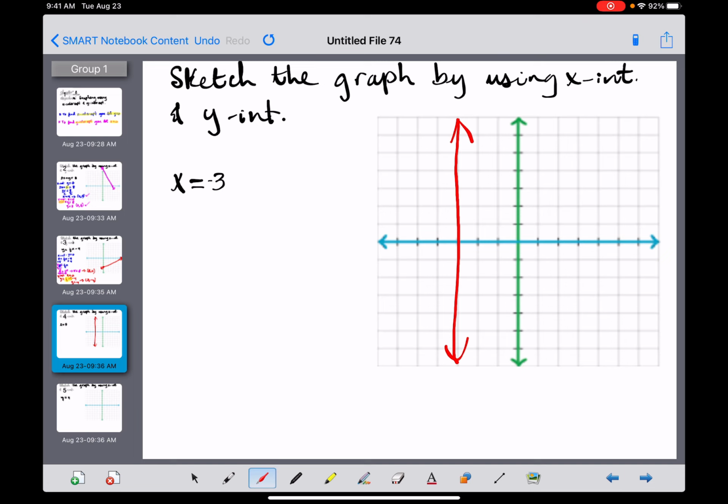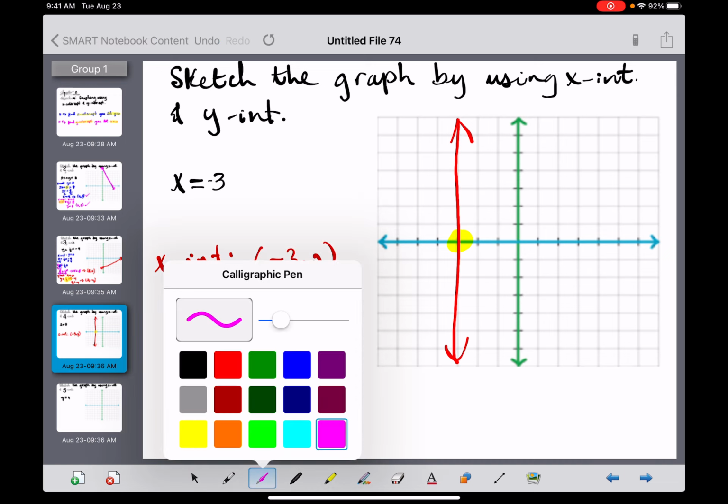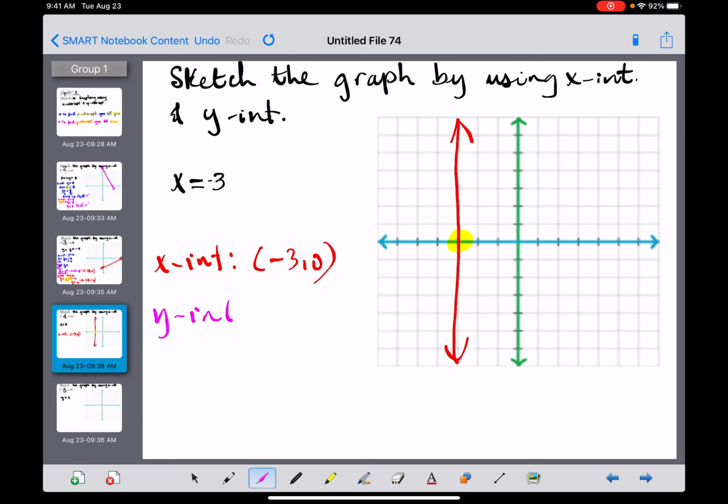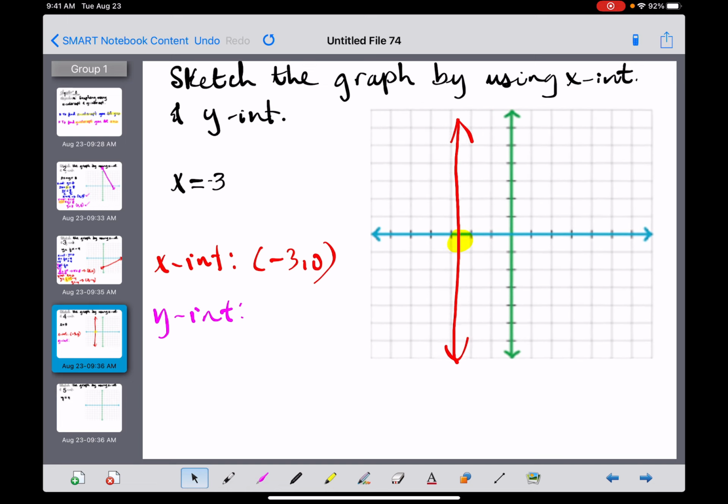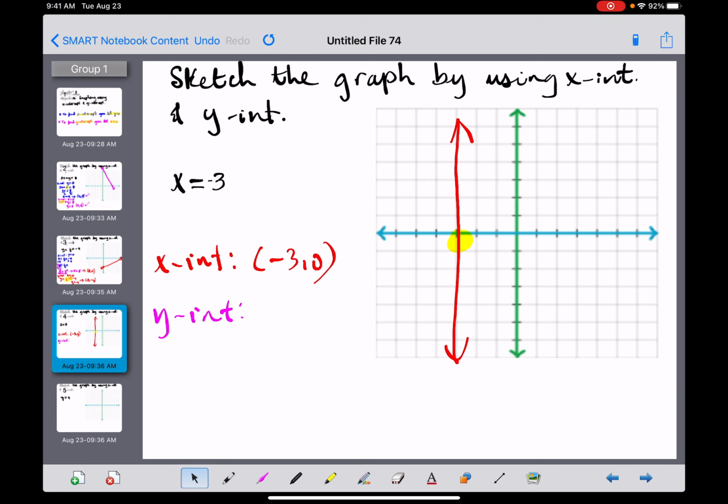Now, for this problem, there isn't really much work to show. You just look at your graph. So to find the x-intercept, look at your graph, right? It intersects right there. So the x-intercept is (-3, 0). Now for the y-intercept, if you look at this, the red line doesn't touch the y-axis at all. So if it doesn't touch the y-axis at all, that means there isn't any. So the y-intercept is none, okay?